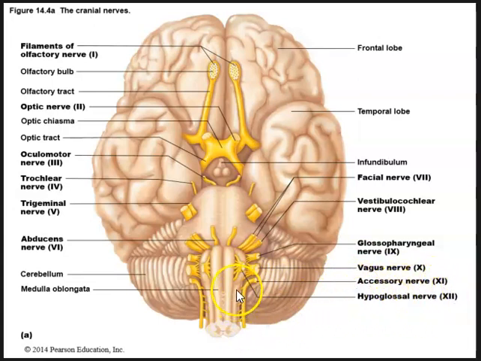And then finally, more medial, kind of next to the olives in the medulla, we can see cranial nerve 12, which is the hypoglossal nerve. And again, a way to kind of test out and elicit the hypoglossal nerve is ask a patient to stick out their tongue.